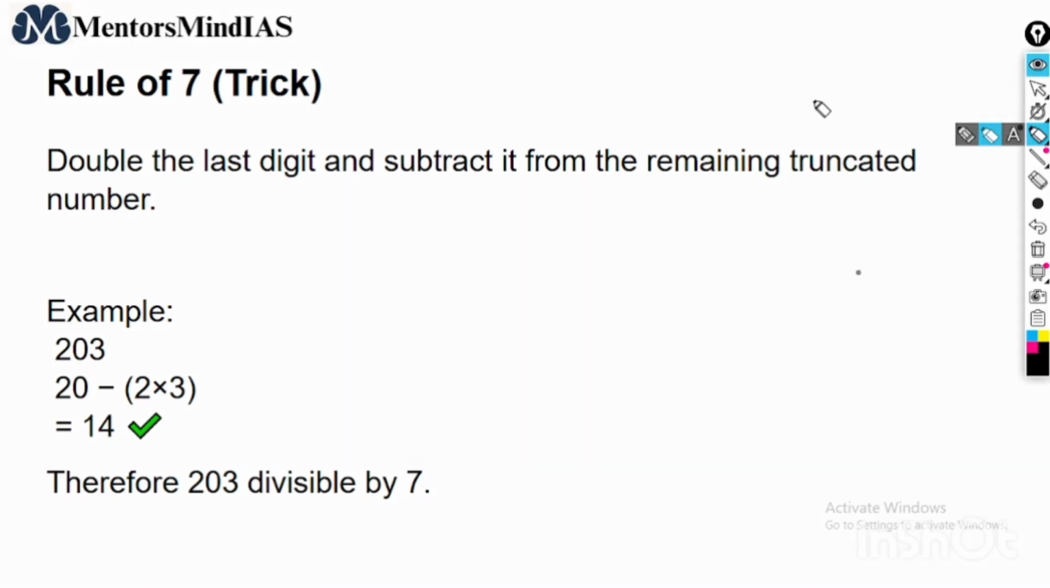There are two ways to represent the rule of 7. One is this one and another one is the 3-block digit method. So first I will start with a simple one.